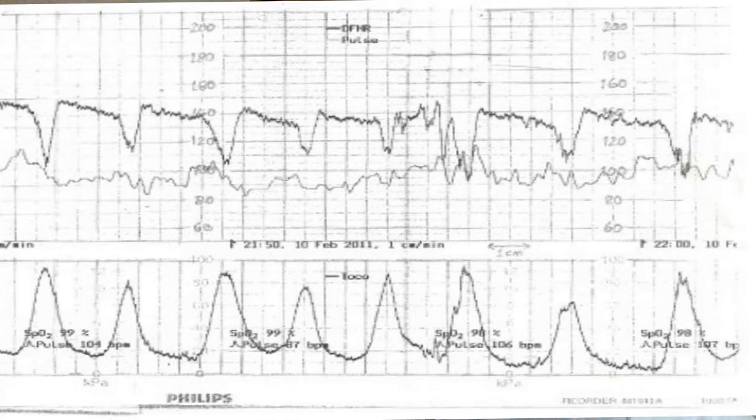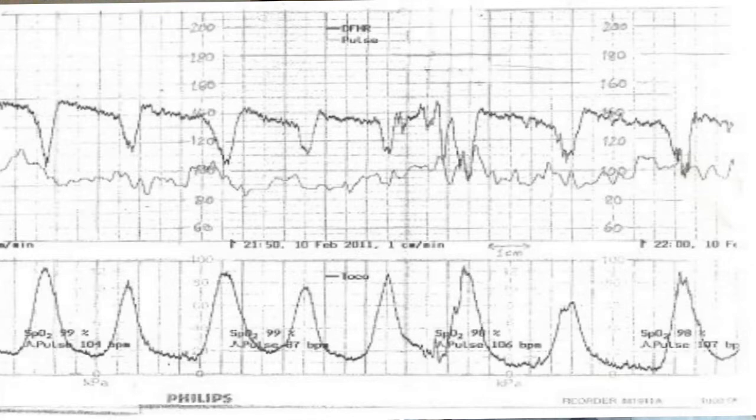Okay, we'll define the risk. We have 4 contractions every 10 minutes. The baseline heart rate is about 140. There is reduced variability, and there is no acceleration, and there are many decelerations.